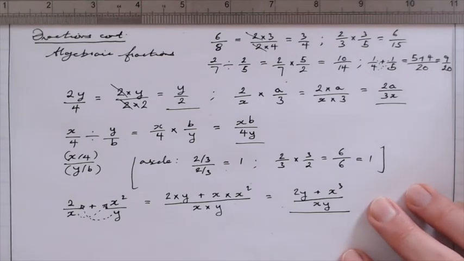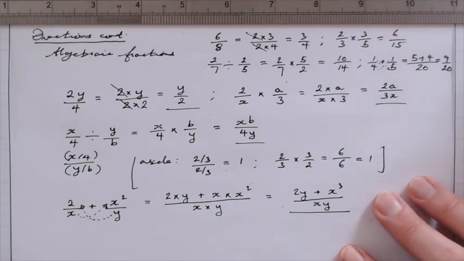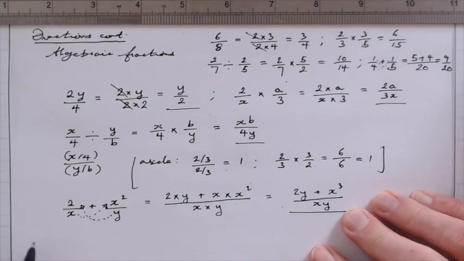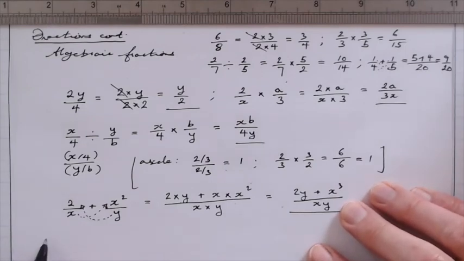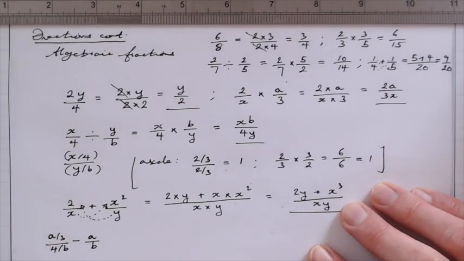I'll try to write something down which looks really quite horrible, and then we'll do it in a couple of steps. So imagine I had a fraction of fractions which was algebraic. So let's imagine I had a over 3 divided by 4 over b. That looks pretty horrible. Take away a over b. So I just made that up, but it looks rather nasty.